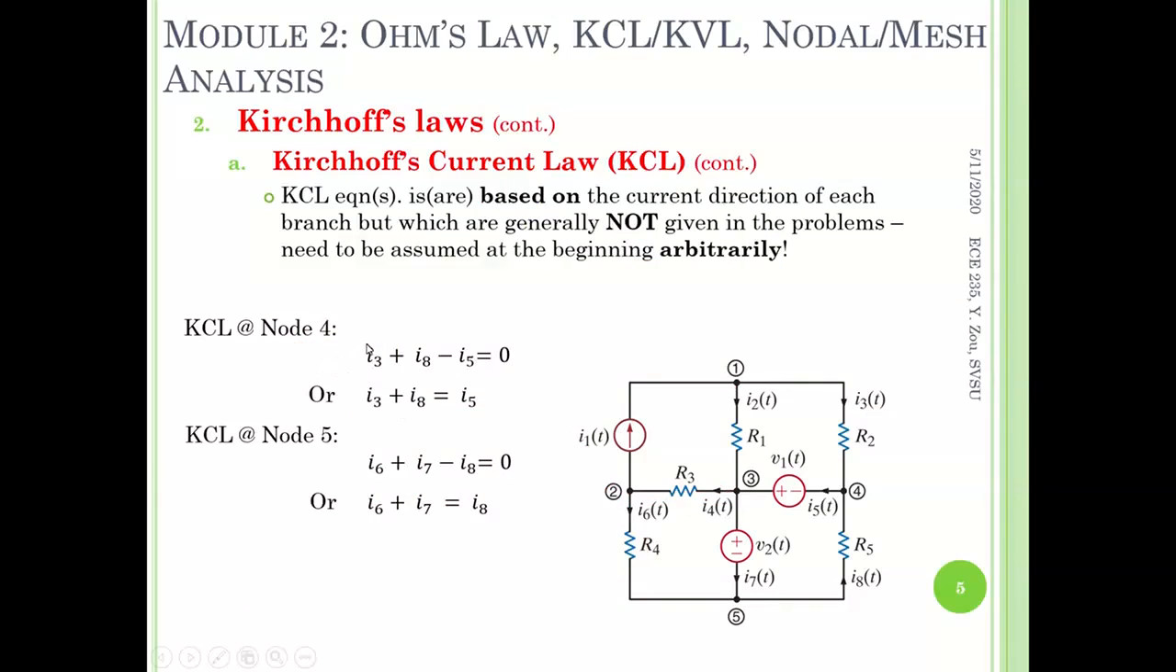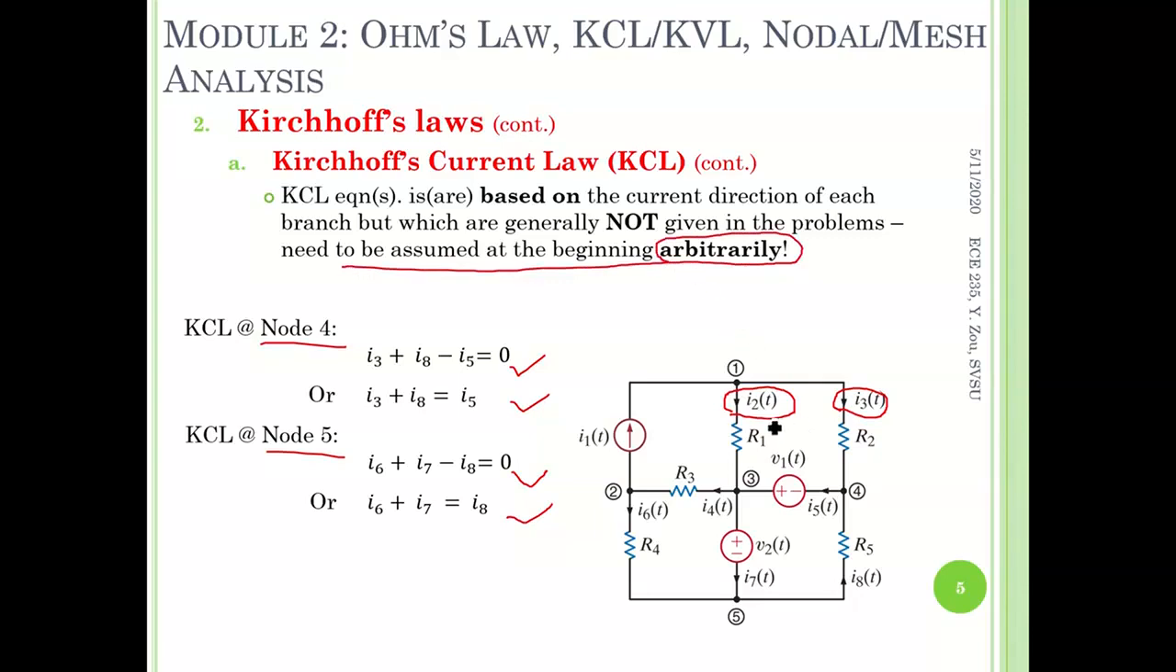So here are the KCLs for nodes 4 and 5, following the same idea. Now you can verify them yourself. Try both ways. And one obvious question is, what if the given circuit doesn't have the labeled currents and their directions? Well, the answer is that you have to assume them yourself at the beginning, arbitrarily.